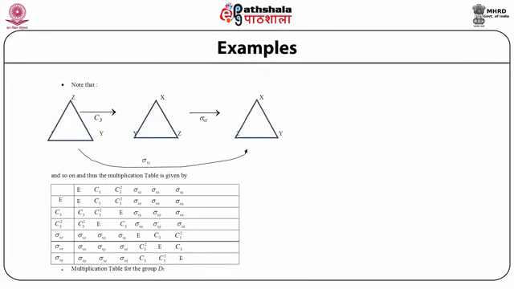The multiplication table of the group D3, which has elements E, C3, C3 square, sigma v Z, sigma v X, and sigma v Y, can be easily constructed by noting, for example, consider on the triangle, apply the symmetry operation C3, which is a rotation of 120 degrees in the plane of the triangle. This takes the vertex X to Z, Z to Y, and Y to X as shown here.